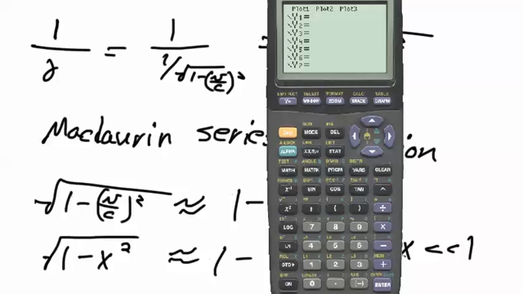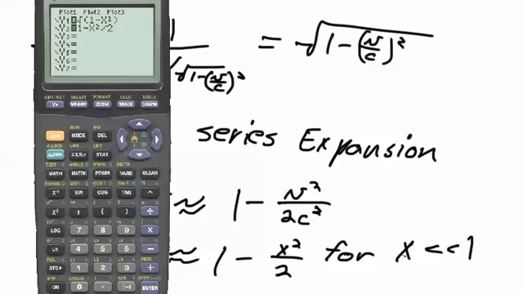I'm going to use my TI-83 calculator here. Put the square root of 1 minus x squared in there for y1, and 1 minus x squared over 2 for y2. I'm going to graph it so that x goes from -1 to 1, and we'll have y min be 0 and y max be 3. And then just graph those two things and see what they look like. There's the square root of 1 minus x squared, and there's 1 minus x squared over 2.